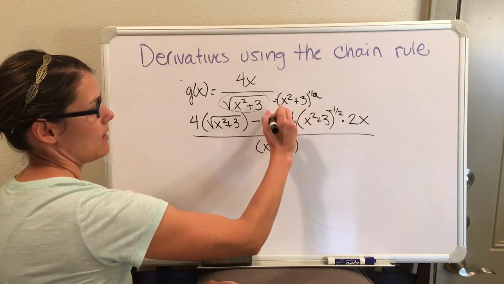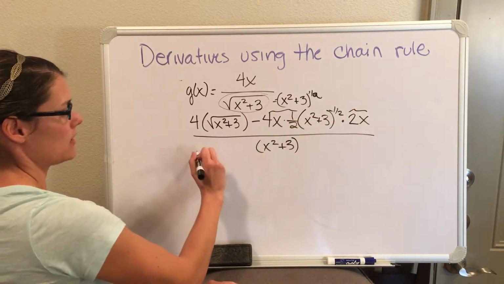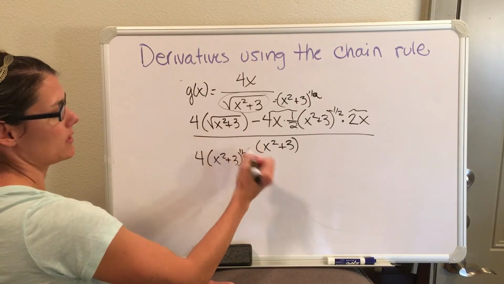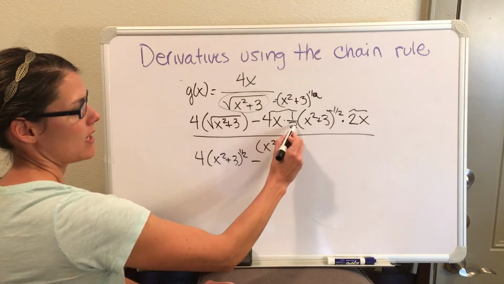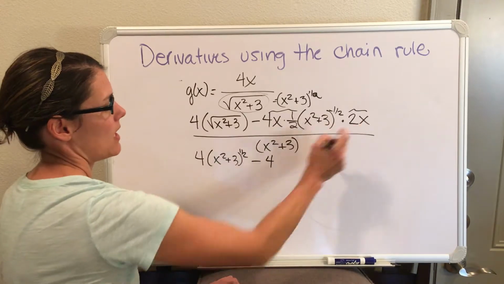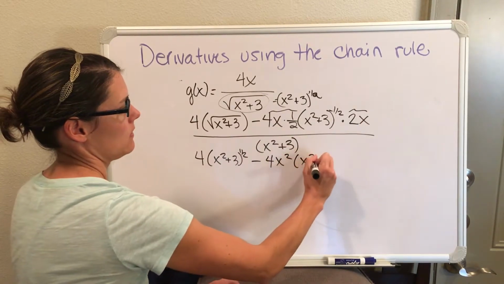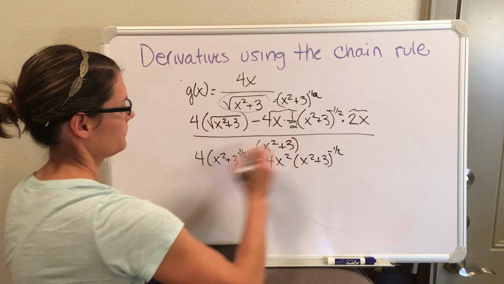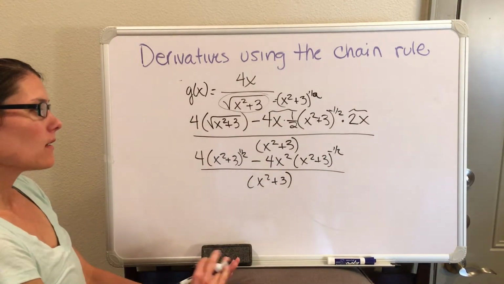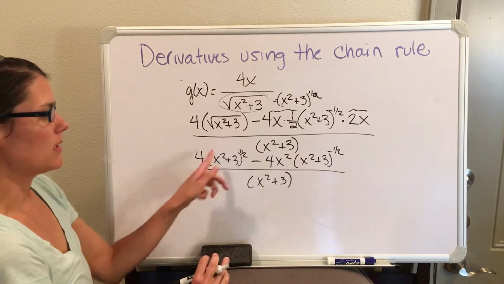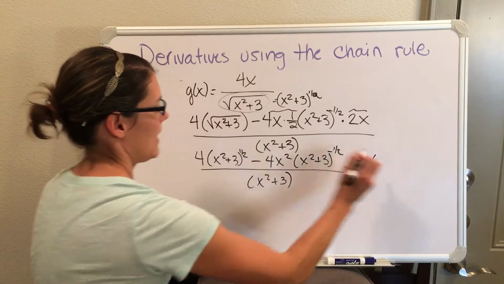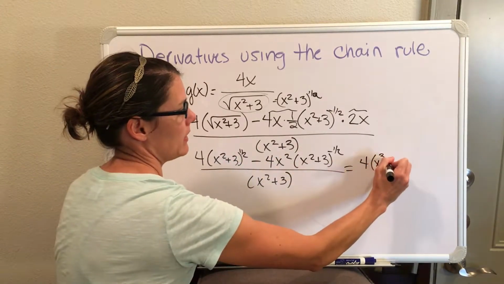Again, only terms on the outside get multiplied together. I'm going to go ahead and rewrite this square root as a power. 4 times 1/2 times 2 is 4, and x times x is x squared. From here, though, you're still not done. What you want to go ahead and do is do some factoring. So I can factor out a 4, and I can factor out an x squared plus 3.